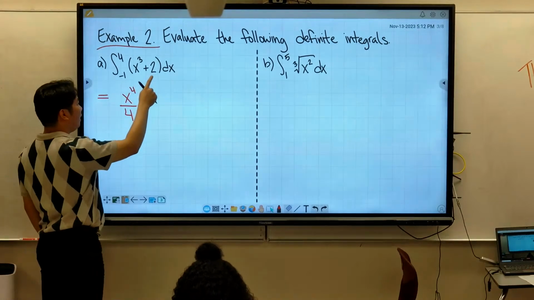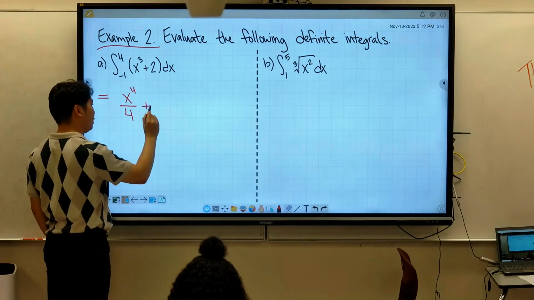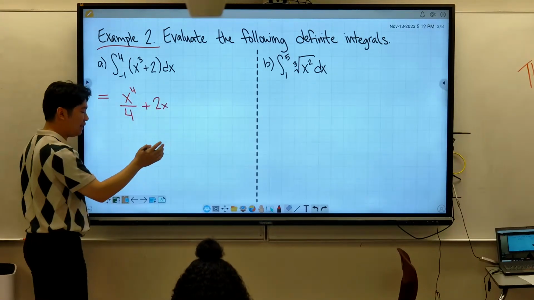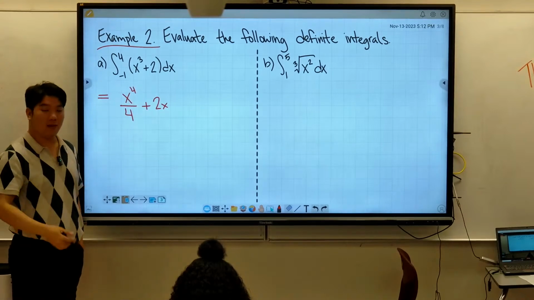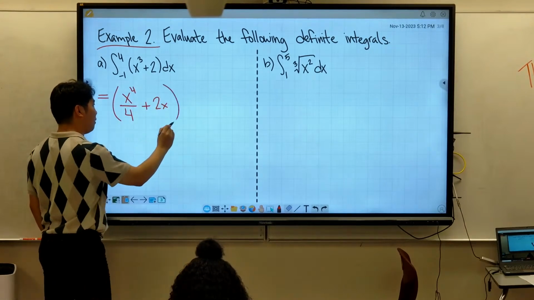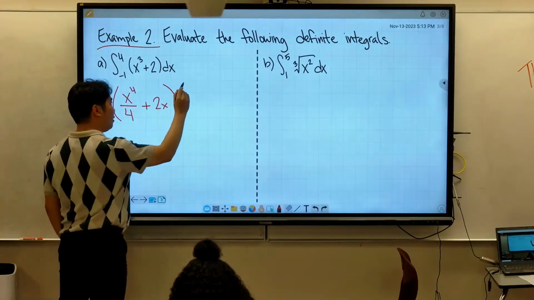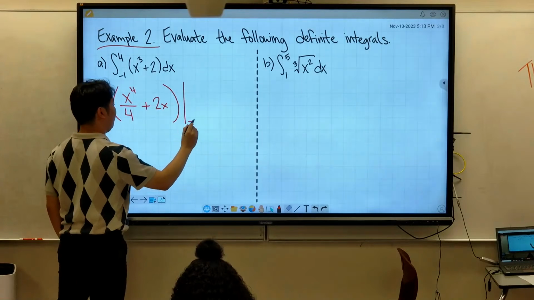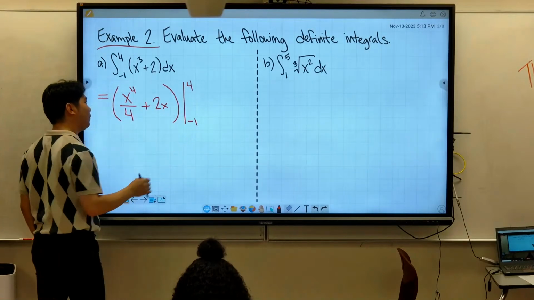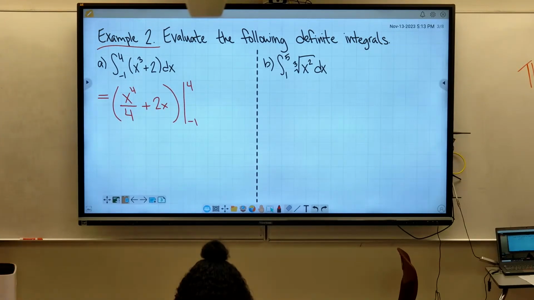All right, and then what was the antiderivative of 2? Yeah, we just have 2x. We don't really need to put divided by 1 because that doesn't change anything. So I have the antiderivative, and I'm using the bounds -1 to 4. Again, that straight line indicates that I want to plug those in and then subtract, find the difference.